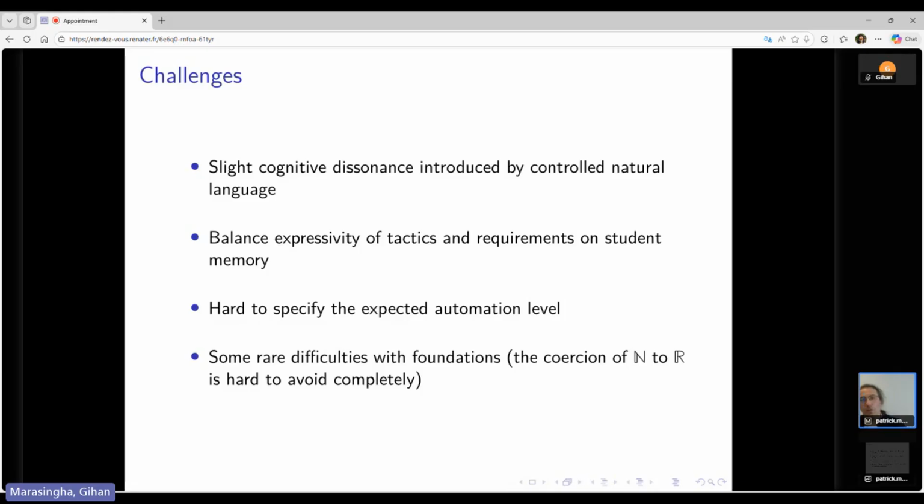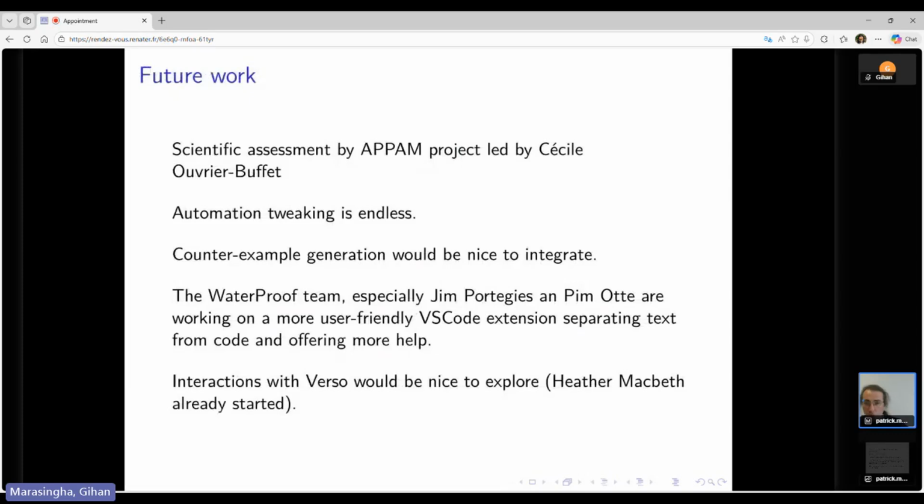And they don't even see the difference between writing x, comma, real number and x belongs to real number with the membership notation. It's completely transparent to them. So, future work.